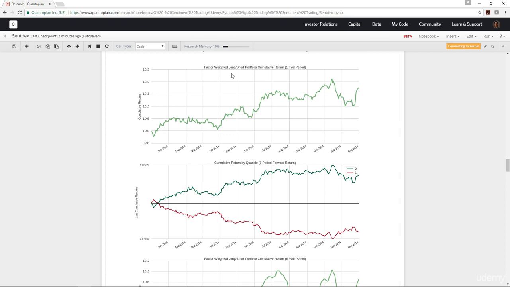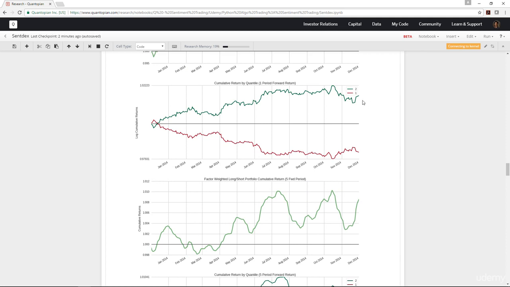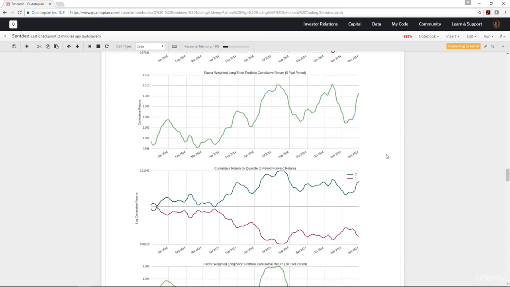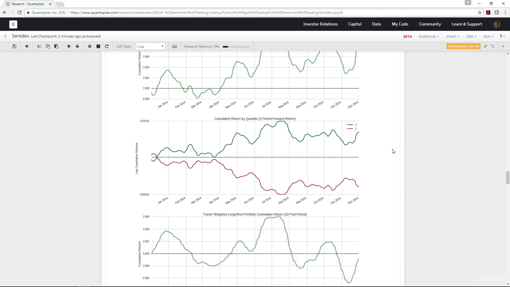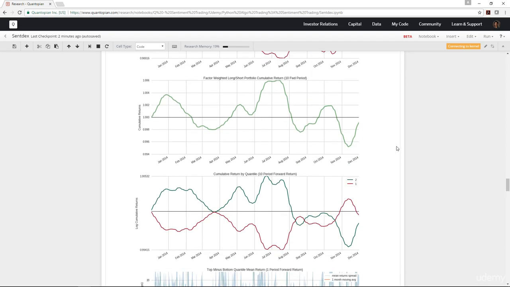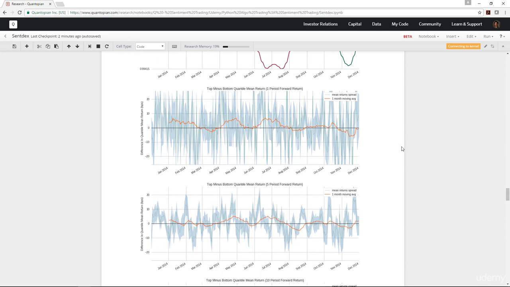If you look at the factor weighted long short portfolio, the cumulative returns for the 1 day forward holding period show a healthy and steady uptrend. Although the return is not very high, it's a steady, healthy uptrend. You can also see the quantiles over time deviate further and further from each other. The 5 day is a little volatile, and the trend is not as strong. When you look at the 10 day, there's clearly no trend. It's almost like a random walk, really.